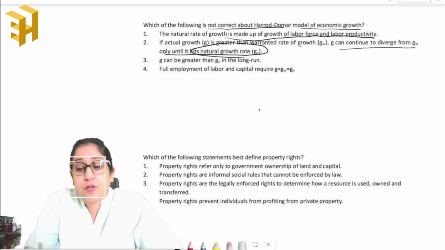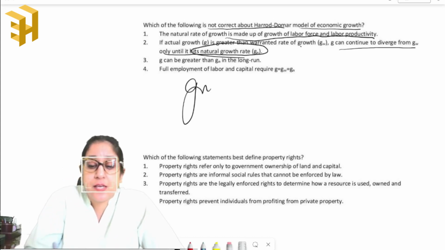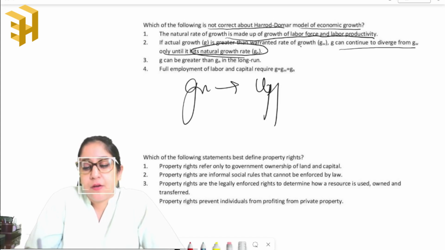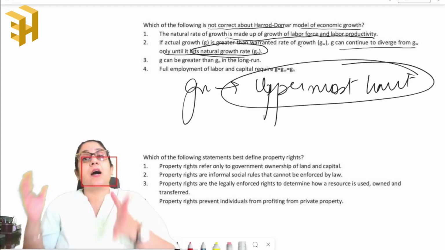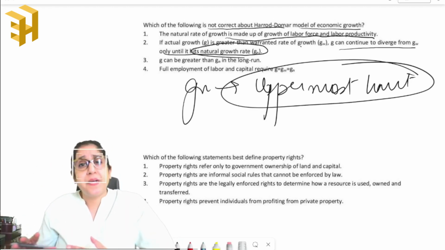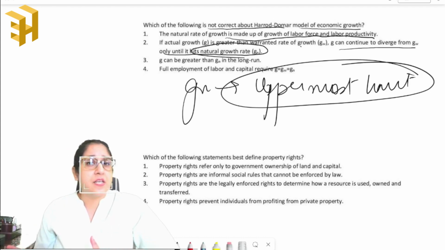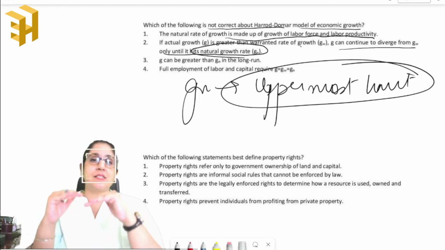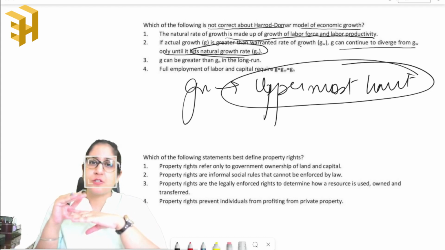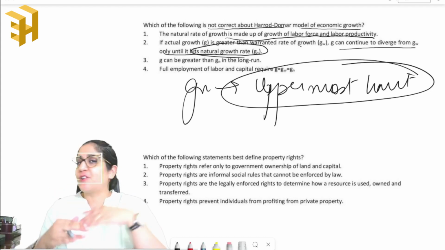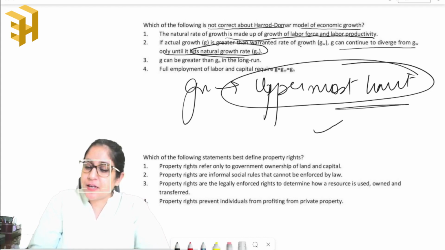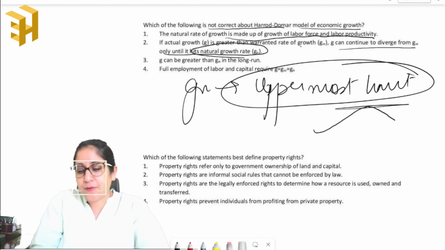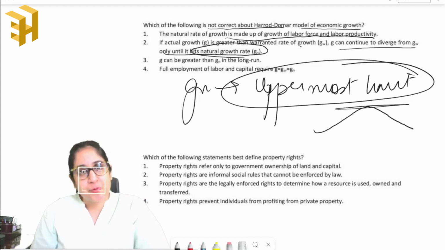That is true because Gn gives us the uppermost limit, right? At this point you're using your entire workforce, nobody is staying idle, everybody is engaged in work, but that's the maximum you can go. This is the uppermost limit. Actual growth rate cannot go beyond Gn, right? That's the uppermost limit. So it can go till here, but then after this it has to turn downwards.